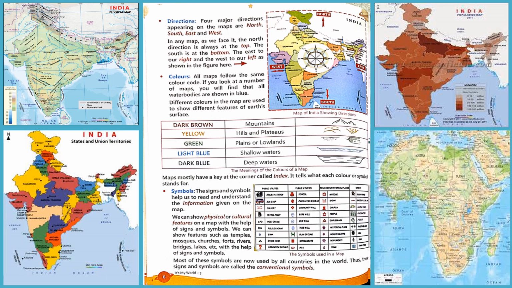Every map has a key which gives us the scale of the map and explains the meaning of various symbols. The symbols and signs used on maps are called conventional signs and symbols.